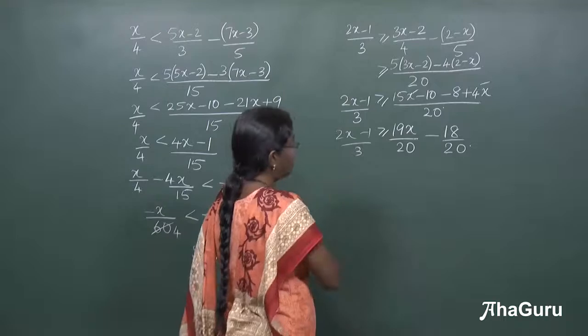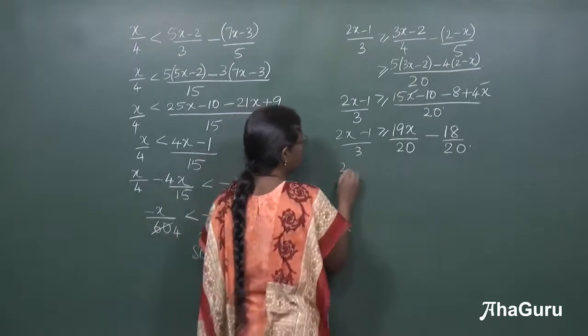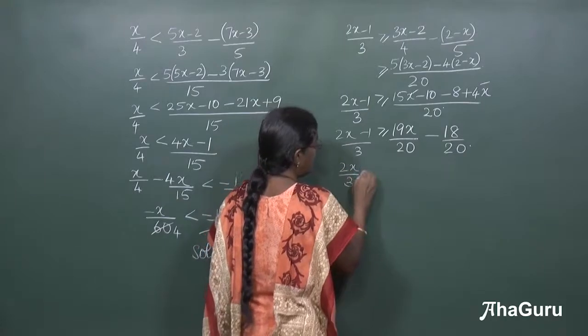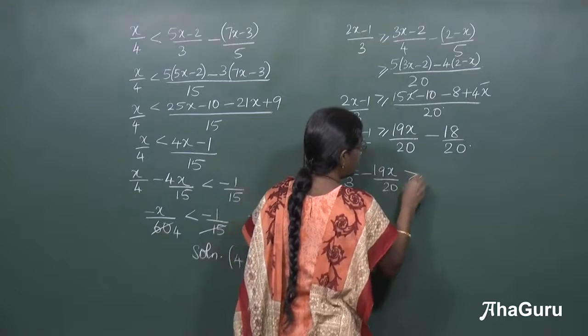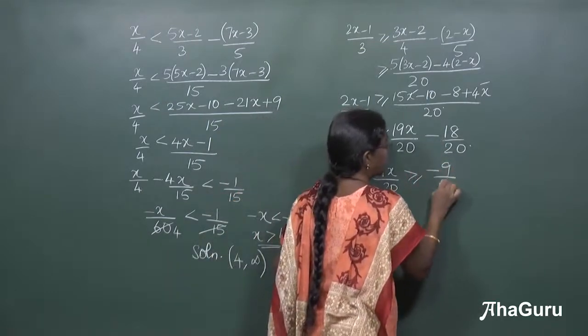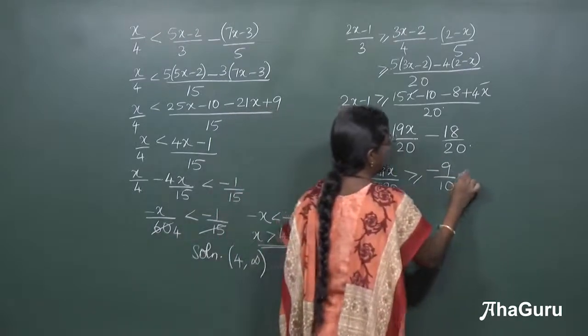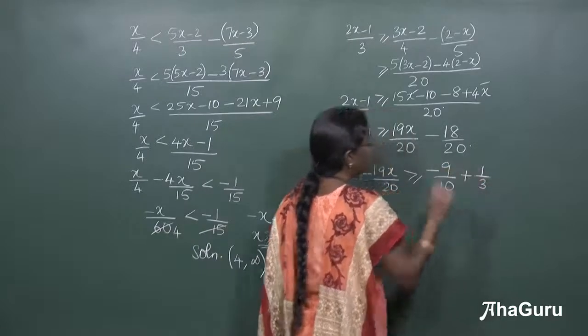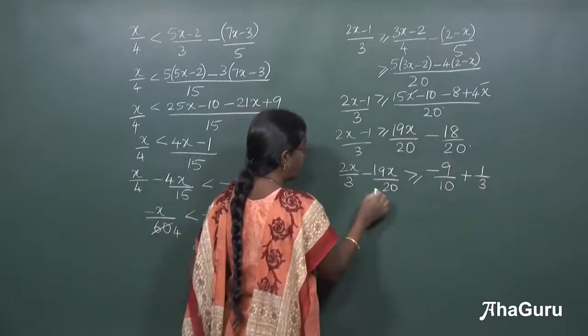Now take all x terms to one side, constants to the other side. So I'll have now 2x by 3 minus 19x by 20. This will be greater than or equal to, I'll rewrite this as minus 9 by 10, minus 1 by 3 on the other side will become plus 1 by 3. Okay. Now what do I do?